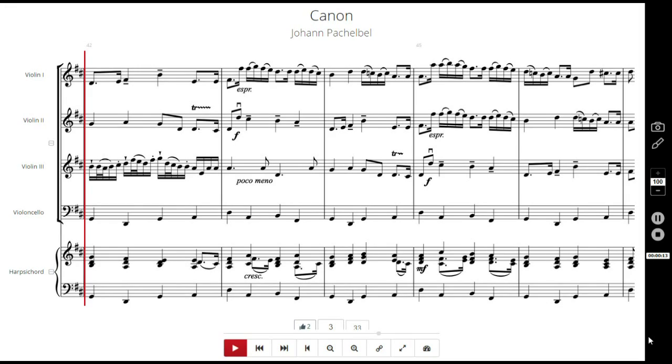This is examples in music for objectives 1.17 as well as the next few objectives, starting off with part of Pachelbel's Canon.